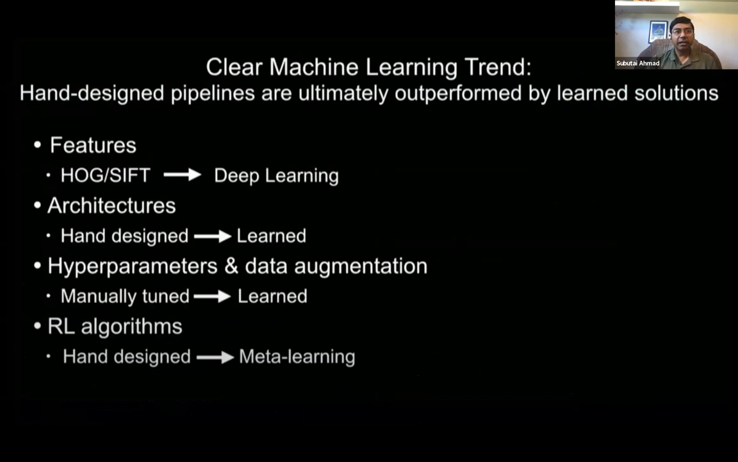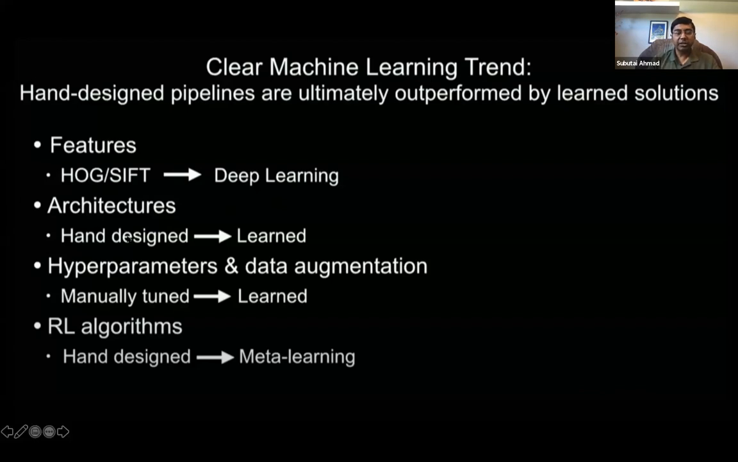One lesson that the community has learned over the years is that hand-designed pipelines are ultimately outperformed by learned solutions. As you have more data and more compute, algorithms, and computer vision and reinforcement learning are really good examples of this. In the beginning, people used to design features by hand, and HOG and SIFT are examples of features that people used a lot in the 90s. Now in deep learning, you can pretty much learn these end-to-end. You can just give it pixels and data. You don't need to hand design features. The learning algorithms are powerful enough to do a better job than any hand designed things.